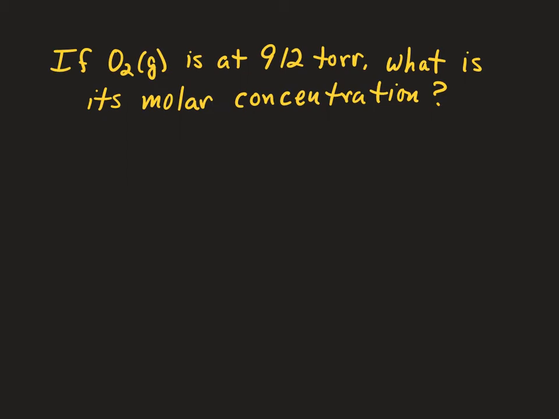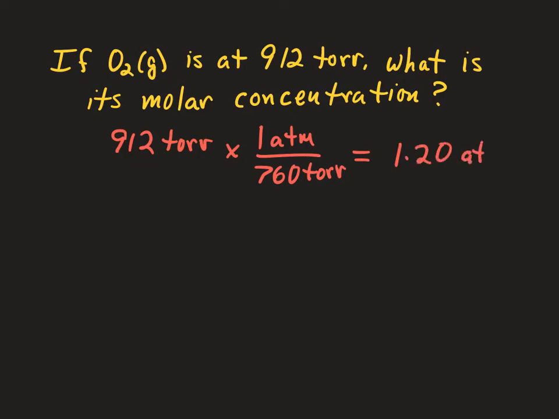So, just to start out, we have oxygen gas, and say we've got it at 912 torr. What is the molar concentration of that oxygen gas? Well, if we start out with our 912 torr, we know that 1 atmosphere is 760 torr. If we do that math, it ends up that that is 1.20 atmospheres of pressure.